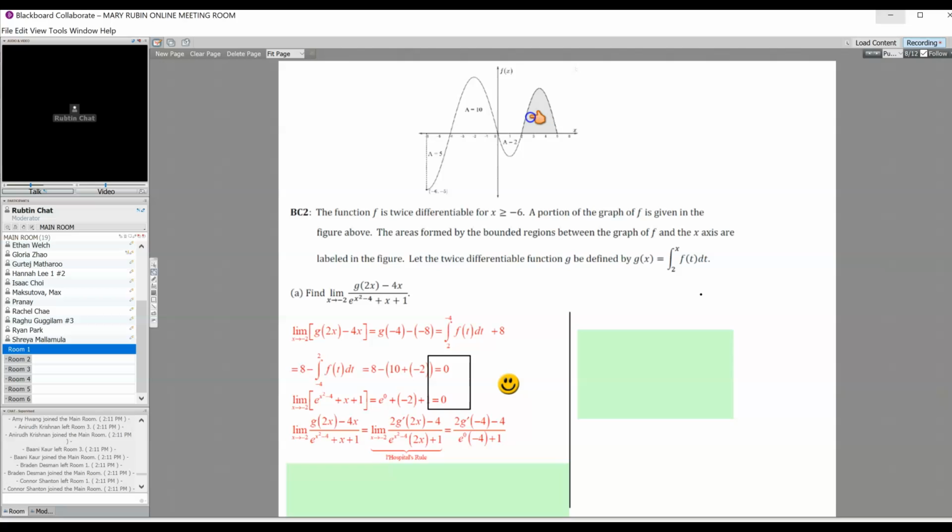This is g prime, because if it weren't, then this wouldn't be true. So f of x is the derivative of g. So you're just reading the graph at this point. And then, let's see, g prime of negative 4 is 0. And then the bottom, e to the 0, which is what this guy is. And then 2 times negative 2, which is negative 4 plus 1. And you wind up with a lovely fraction.